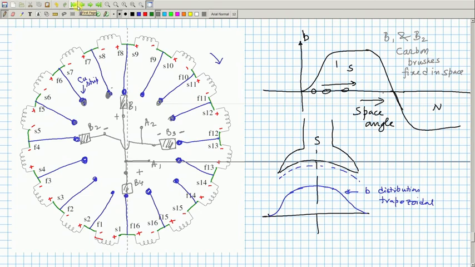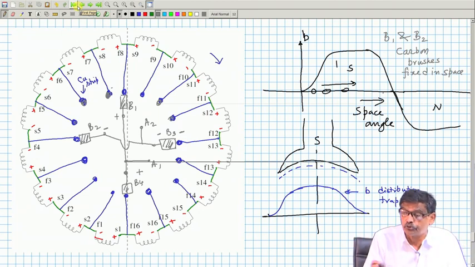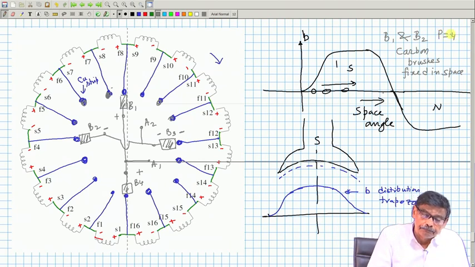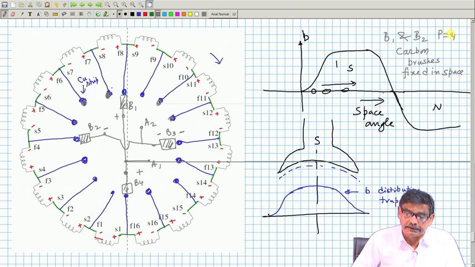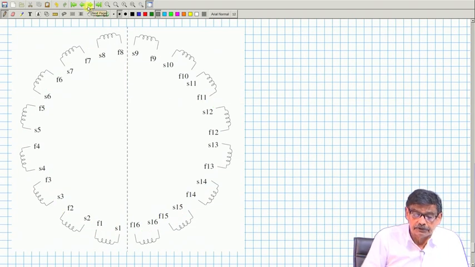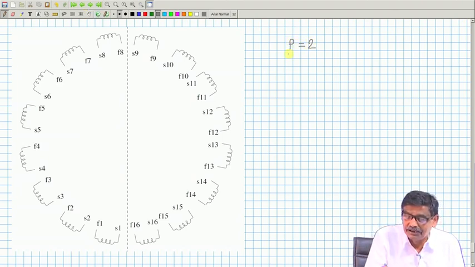We have taken 16 coils for convenience to explain the thing, and assumed the stator poles to be 4, mind you, P is equal to 4. Now I will just tell you, suppose we say that it is a 2 pole machine with 16 coils, how this will look, so that you understand the previous one in a better way.